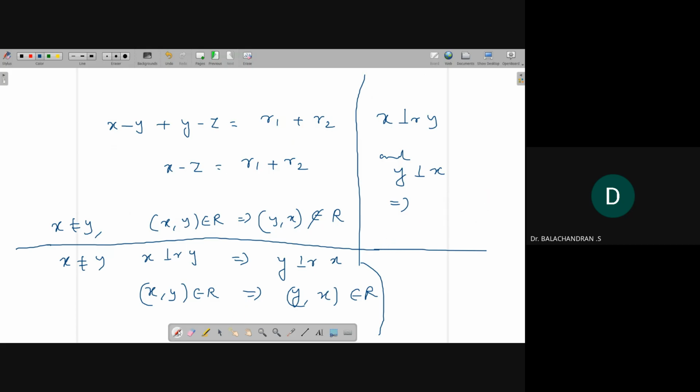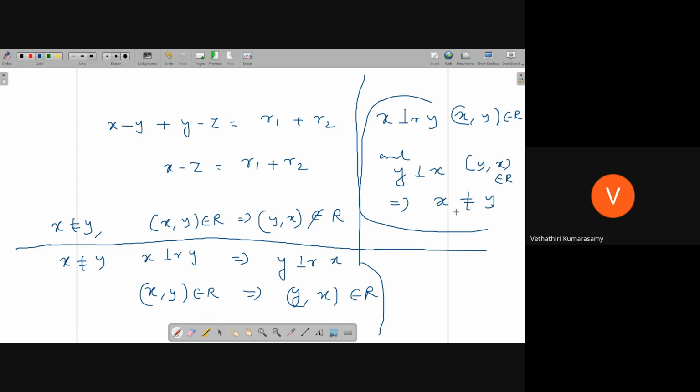This implies you are getting that it is not antisymmetric, since x is not equal to y. Yes, actually, x comma y are related. This is the definition. Here (y, x) is also related. They are related. But I should prove x is equal to y to prove it is antisymmetric. But here x is not equal to y, and hence it is not antisymmetric. Understood. Thank you, sir.